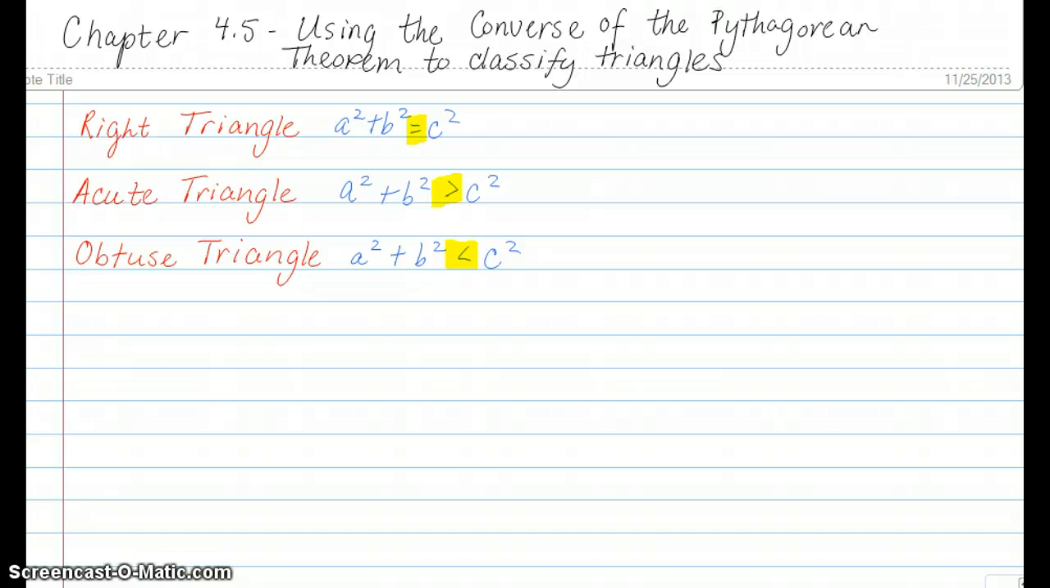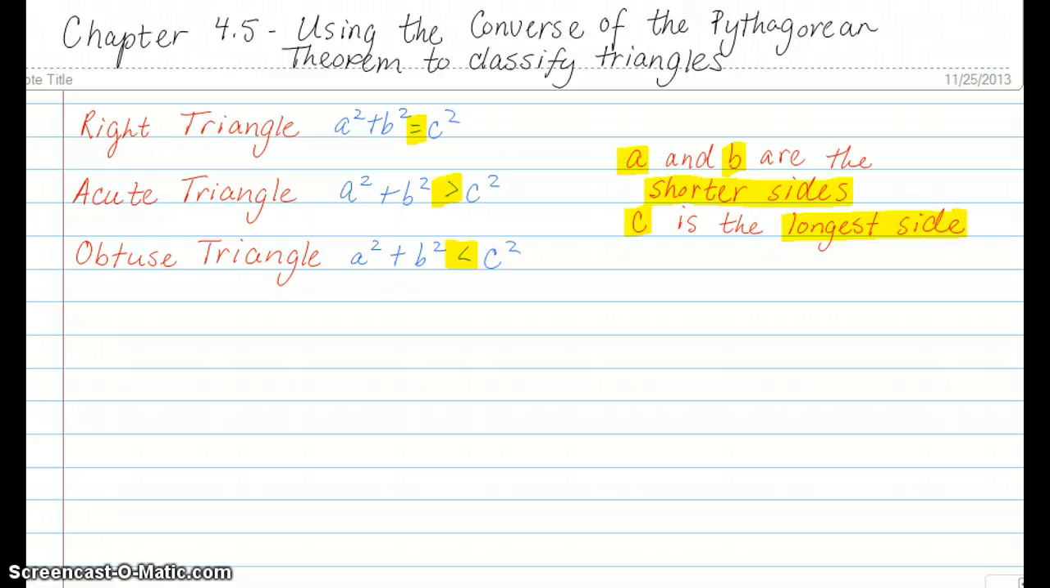Likewise, when a squared plus b squared, the two shorter sides, are less than c squared, the longest side, then it will be an obtuse triangle. Again, don't forget that a and b are the shorter sides, and c is the longest side. Now, when you look at this triangle, let's call this letter A, it has shorter sides of 9 and 7 and a longer side of 11.